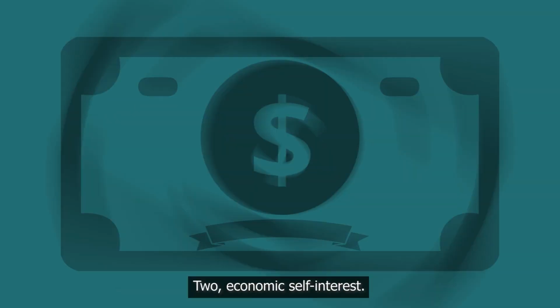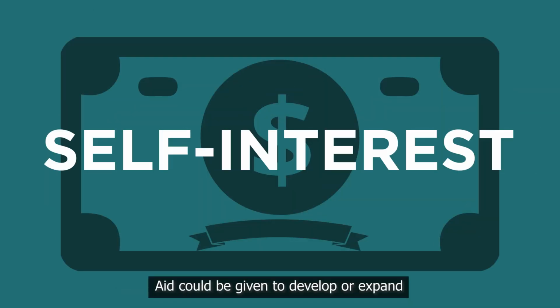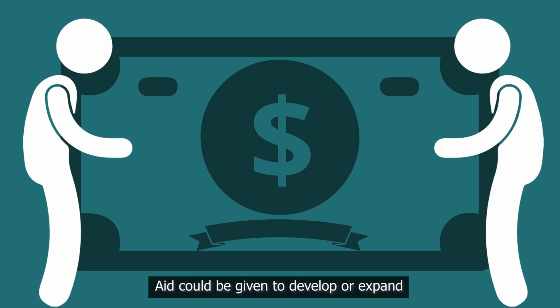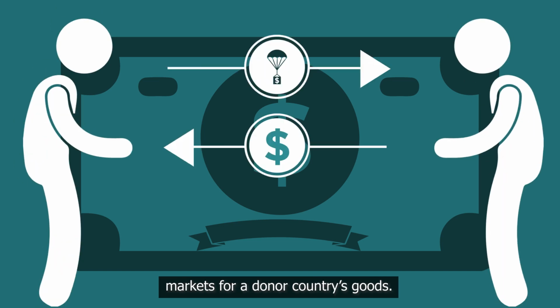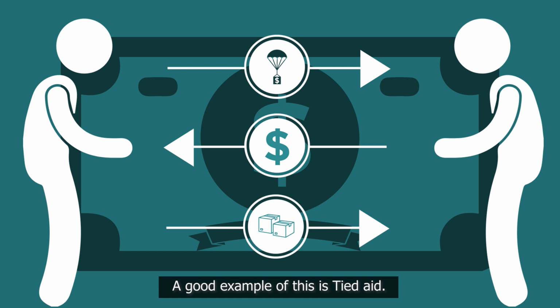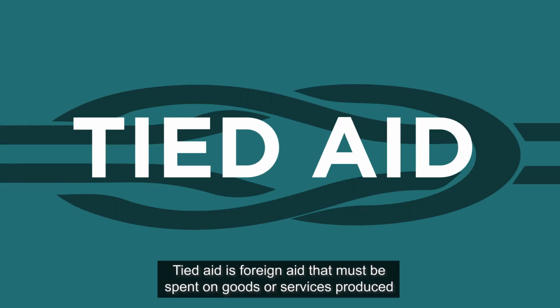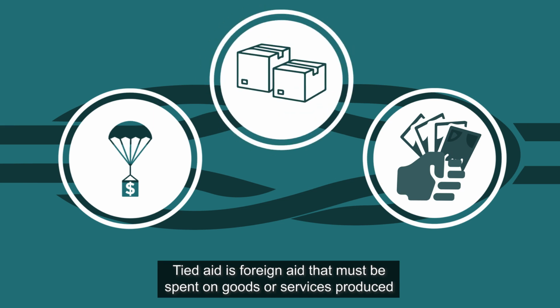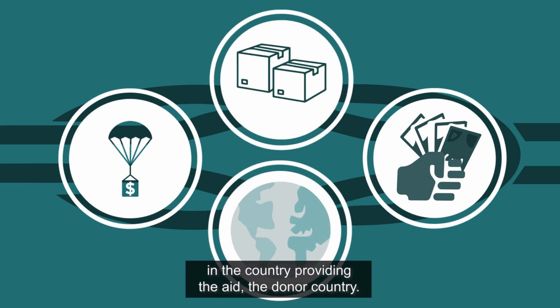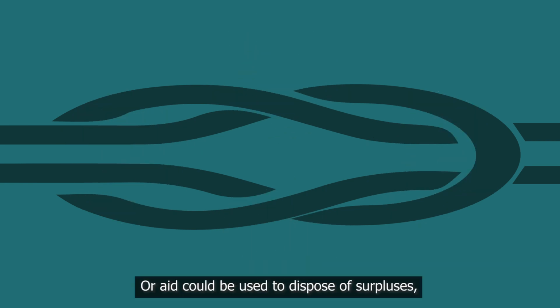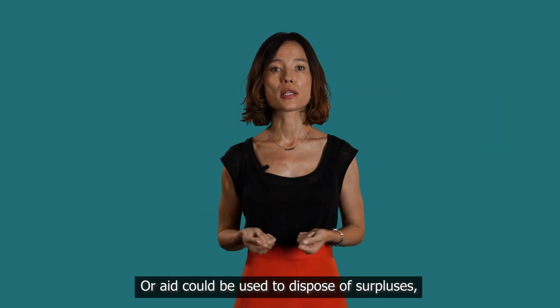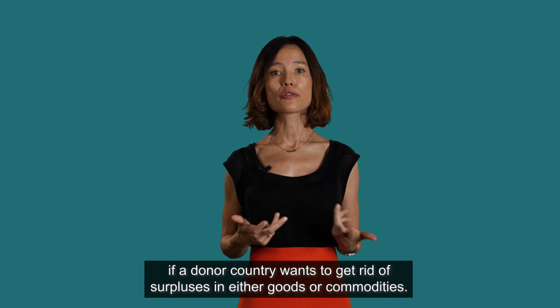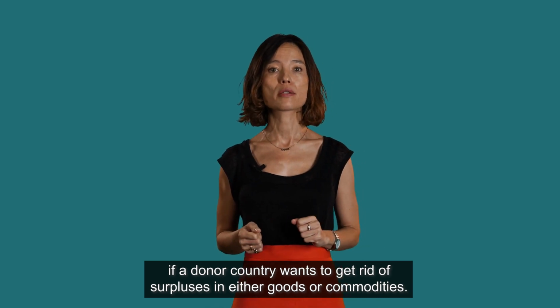2. Economic self-interest. Aid could be given to develop or expand markets for a donor country's goods. A good example of this is tied aid. Tied aid is foreign aid that must be spent on goods or services produced in the country providing the aid, the donor country. Or aid could be used to dispose of surpluses if a donor country wants to get rid of surpluses in either goods or commodities.